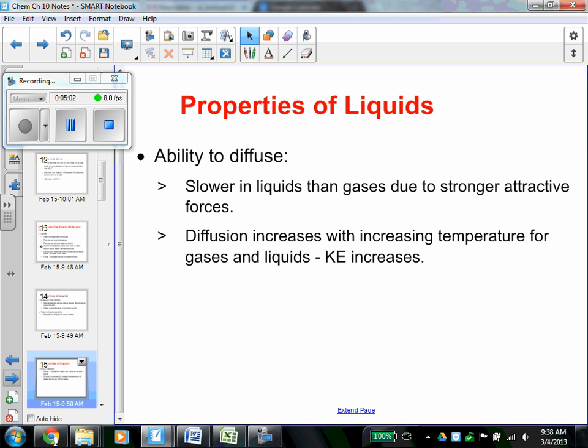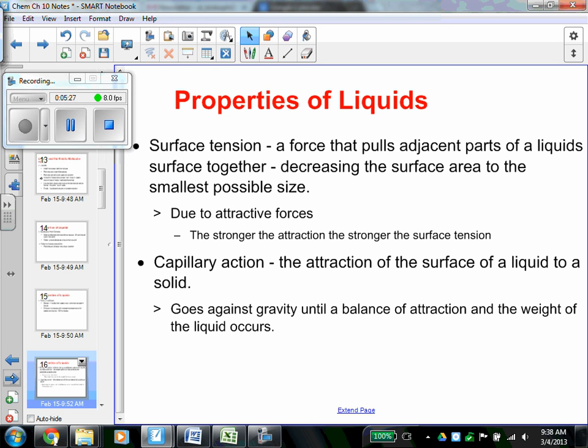Now, if I were to heat up the pool, if I were to take like a 100 degree Fahrenheit pool versus a 50-degree Fahrenheit pool, I would notice that the rate of diffusion is much faster in the 100-degree pool than it would be in the 50-degree pool because the kinetic energy of those particles is greater. So the motion is much, much greater when it gets warmer than it is at the colder temperatures. All right, properties of liquids, still talking about that.